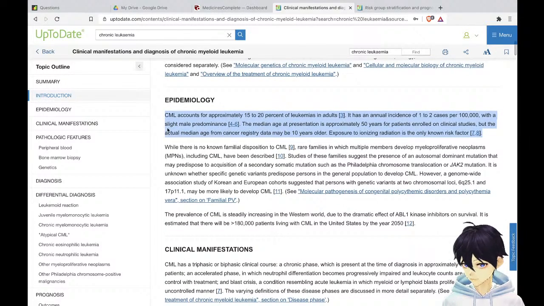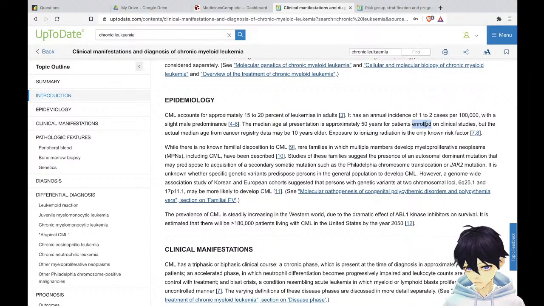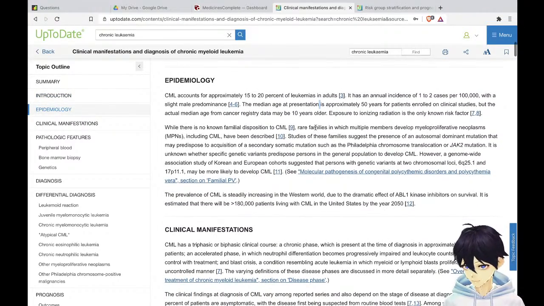Epidemiology. Who presents with CML? CML accounts for approximately 15 to 20% of leukemias in adults. It has an annual incidence of 1 to 2 cases per 100,000 with a slight male predominance. The median age at presentation is approximately 50 years for patients enrolled on clinical studies, but the actual median age from cancer registry data may be 10 years older. Exposure to ionizing radiation is the only known risk factor. So CML is another leukemia in adults, not in children, because the median age is 50 years, I guess.